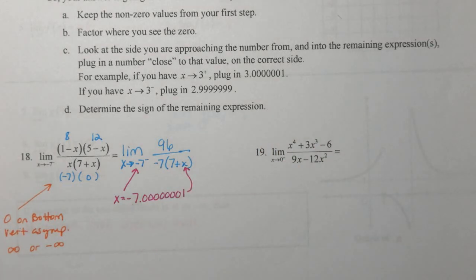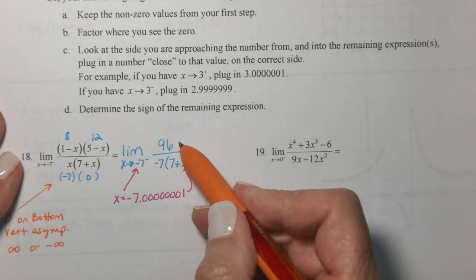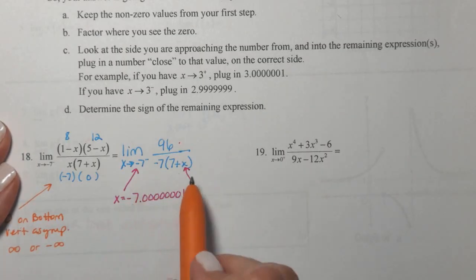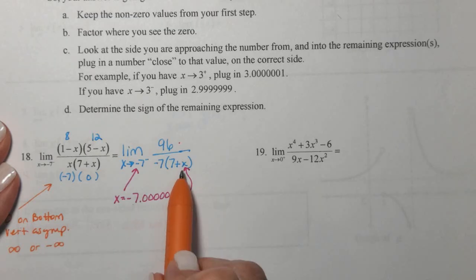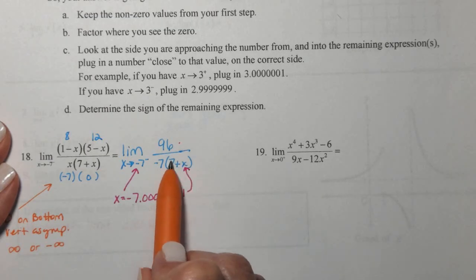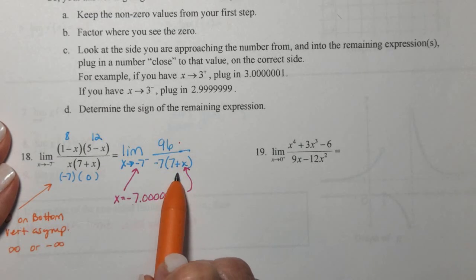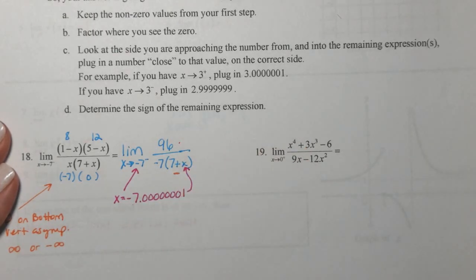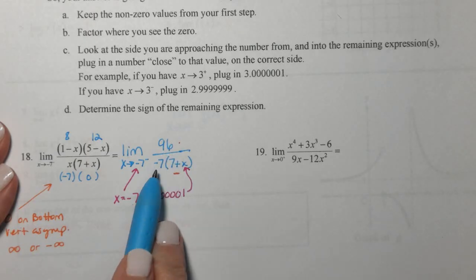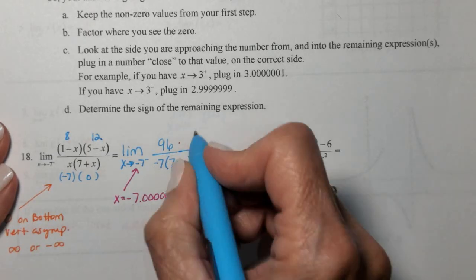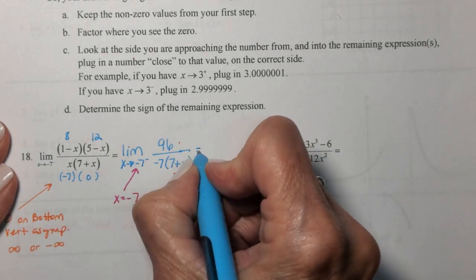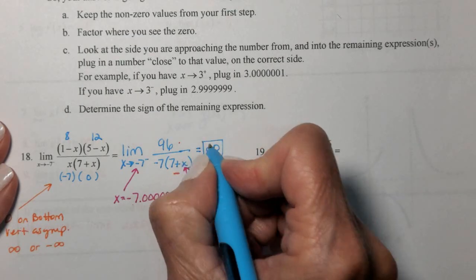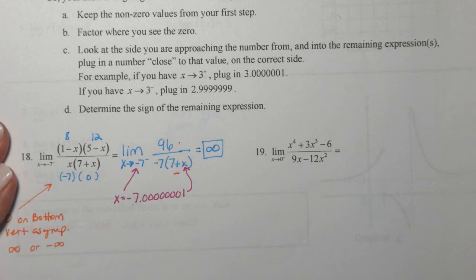If I do that, I have 96 on top, which is positive. I have a -7 on the bottom, and I'm plugging in -7.00000001. Yes, it's going to 0, but it's going to be negative. This is going to be negative, right? So I have a positive divided by a positive, which makes this a positive. Okay, that's how you do those.